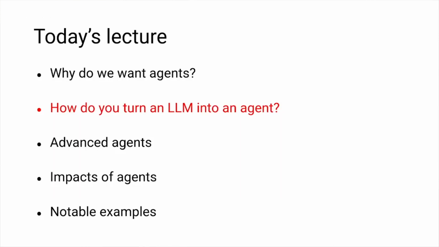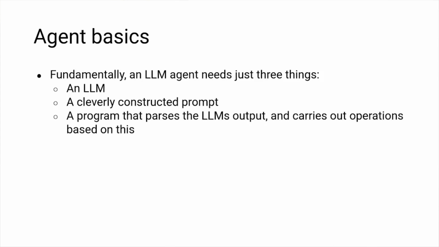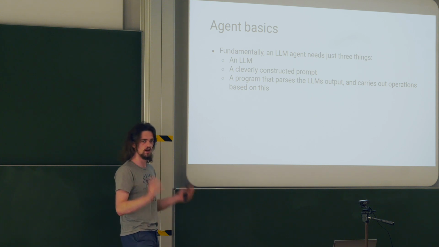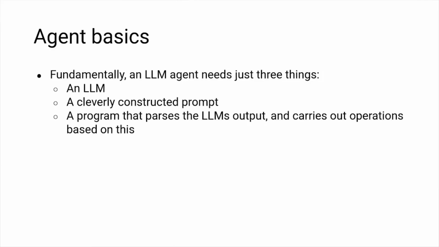Okay. How do you turn an LLM into an agent? What is this scaffold I've been talking about? Well, fundamentally, a large language model agent needs just three things. These things can be really simple. You need a large language model. You need a cleverly constructed prompt, and you just need a program that takes the large language model's output, parses it, understands it in some way, and then carries out operations based on this. And it's that simple. You can code this up in a couple hundred lines of Python, and you're off to the races.